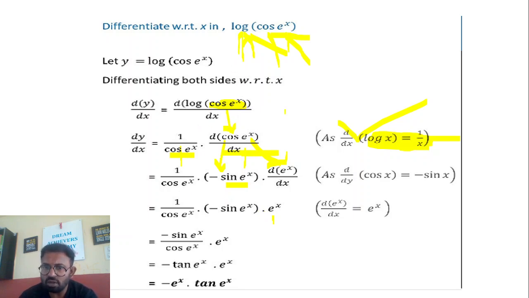So first log, which is in the form of log x: log x differentiation is 1 by x, cos x differentiation is minus sin x, e power x differentiation is e power x. So what will be the final answer? Minus sin e power x into e power x by cos e power x. This is sin e power x by cos e power x, I can write it as tan. So minus e power x into tan of e power x. Hope you understood this one. Clear? So first log, next cos, next e power x, as I have shown you in each step.